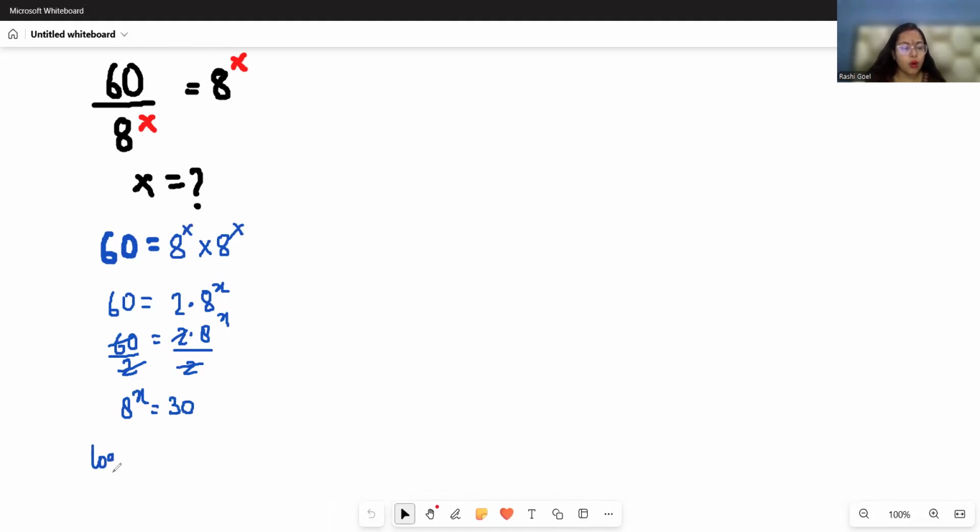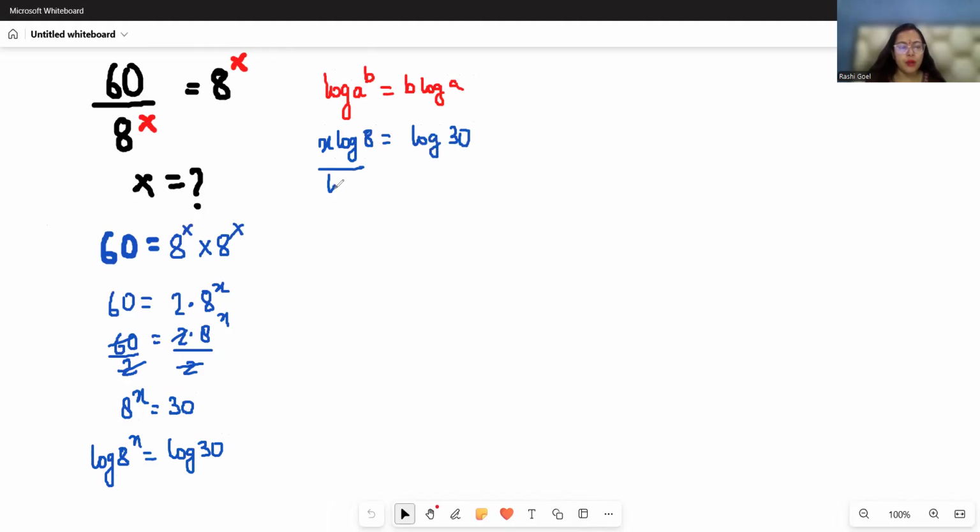Now if I take log on both sides, I'm going to use the identity log a^b, we can write it as b log a. So it's x log 8 equals log 30. So if I divide both sides by log 8 to isolate x, x equals log of 3 times 10 divided by log 8.